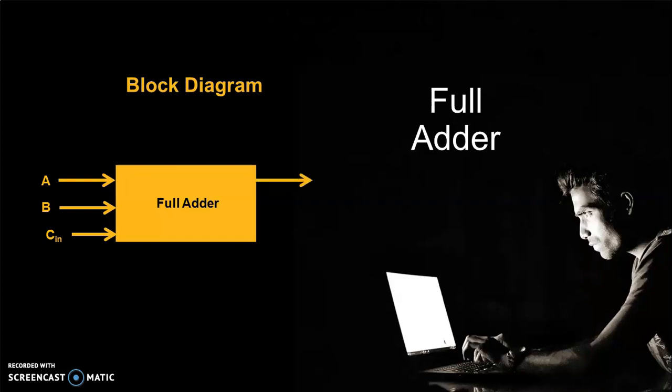At the output side, again we have two terminals. One is the final sum, that is the sum of A and B as well as the carry from the previous stage, and the other is the carry known as the final carry, that is C out.